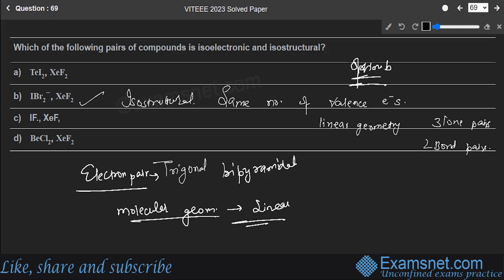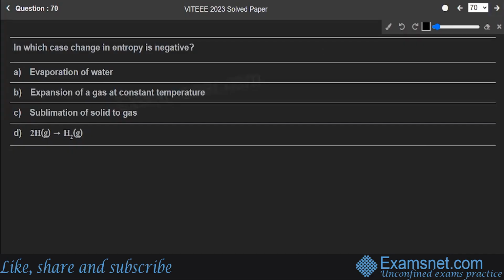Hope you understood this. Let's move to the last question of the paper. Question number 17. In which case is the change in entropy negative? Evaporation of water, expansion of gas at constant temperature, sublimation of solid to gas, or when two atoms of hydrogen combine to give hydrogen gas. The correct answer to the question is option D. Let's discuss all of them. Evaporation of water: during evaporation, the state of water changes from liquid to gas. Thus, entropy increases.